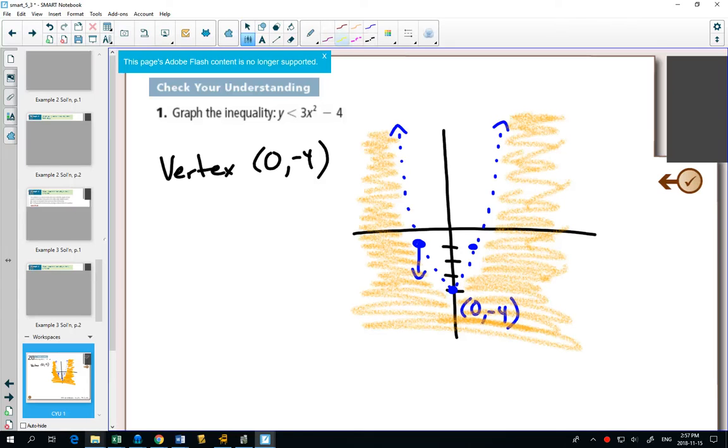And there's lots of ones to practice on this one. 4, 5, 6, 7, 10, and 11.